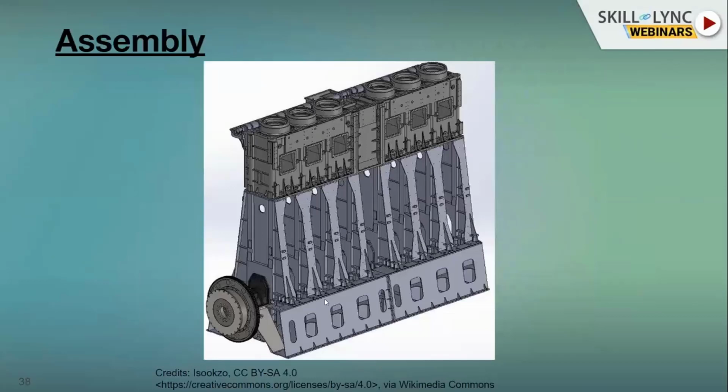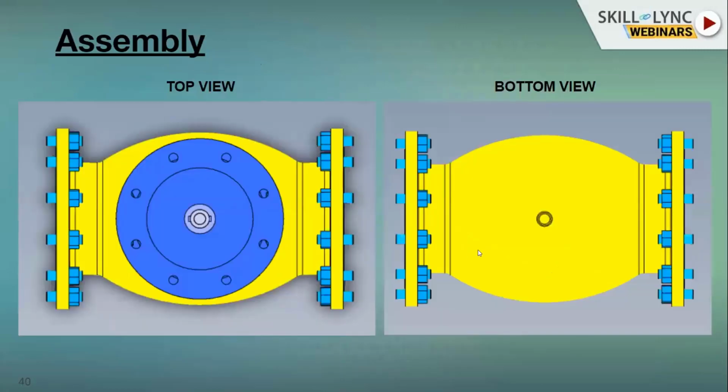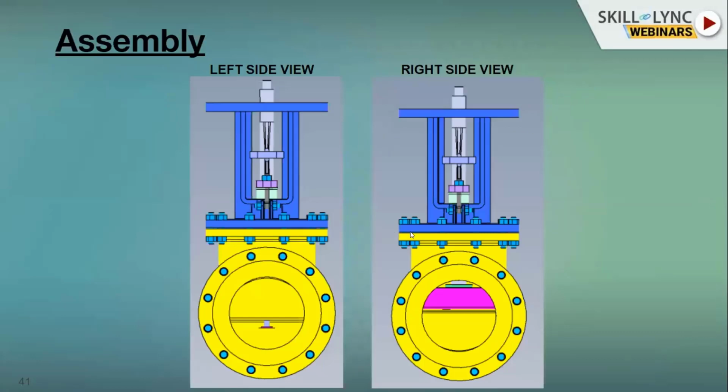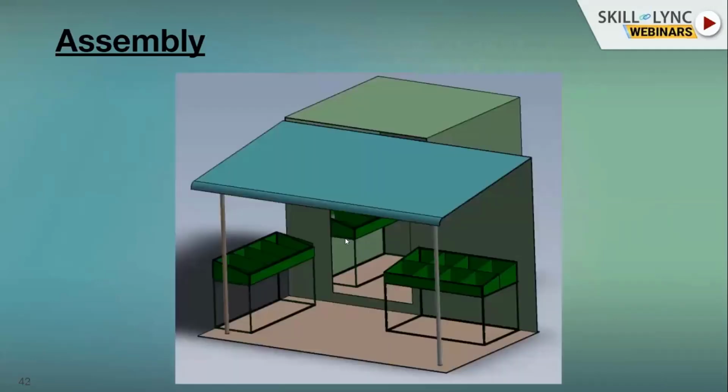After the assembly, the engine, what you are seeing is the component. Once the individual parts are assembled, the entire assembly will look like this in SolidWorks. And then this is the assembly view, front view, isometric views, and then top view, bottom view, and left side view, right side view. These are all the assembly views which we can showcase in the drawing or in the 3D assembly drawing itself. Sectional view.